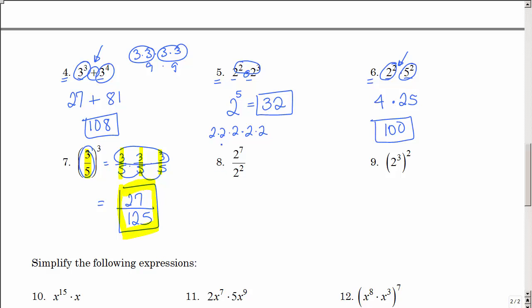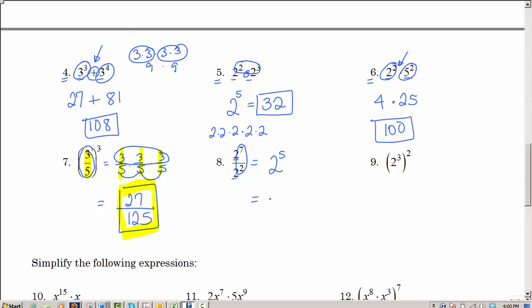Now what about number 8? Could I work number 8 the same way I worked number 7 and figure out what 2 to the 7th power is? Yes, but I don't need to. I have rules. I have properties. It says if I have the same base and I'm dividing, I can keep the base and subtract the exponents. Well, I'm looking at number 5. That's the same exact answer, so I know that's 32. Okay, keep the base, subtract the exponents.